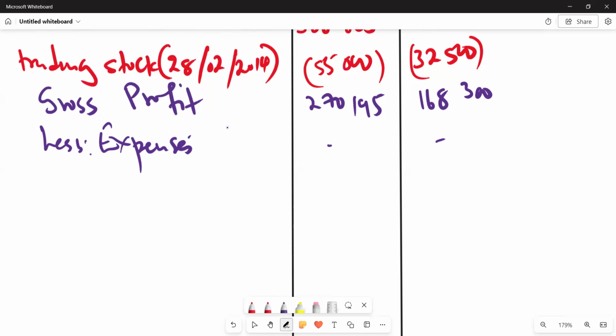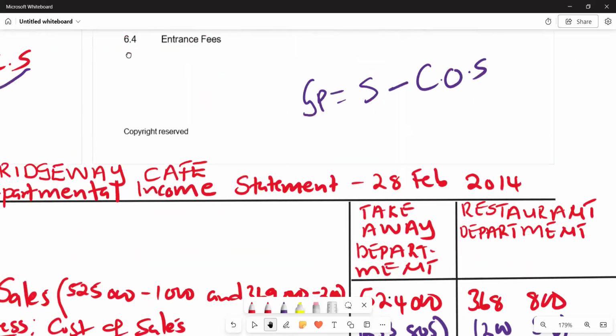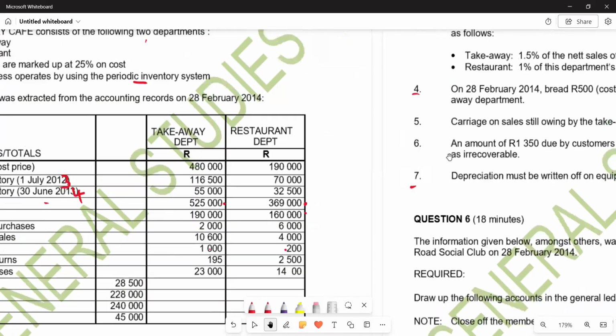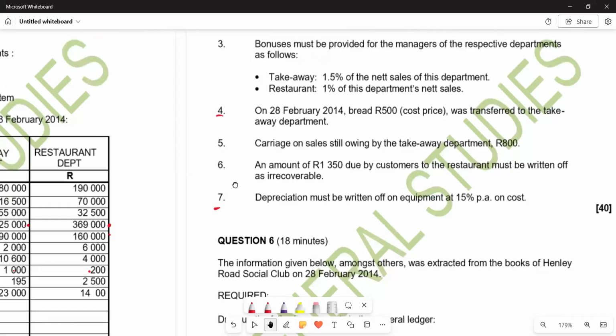So we are going to the question and trying to find out about these expenses. So we can just search for the expenses starting from where the table is starting, going down. So the first expense that is there is carriage on sales, which is 10,600 for the takeaway, and then we've got 4,000 for the restaurant. That is carriage on sales. But before you enter them, you also check the additional information. Remember, you just went through the additional information and you saw carriage on sales being stated there.